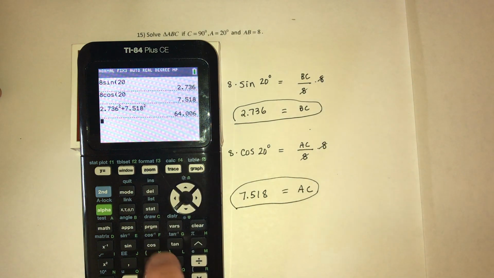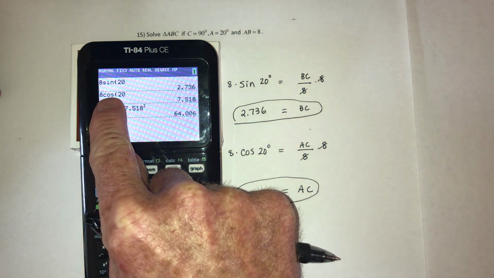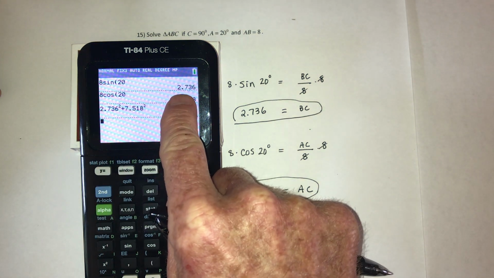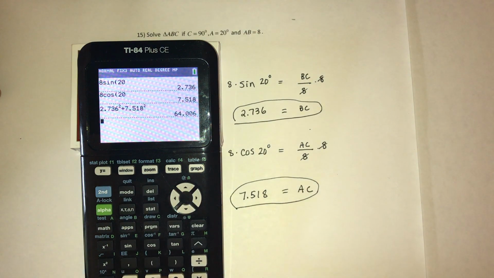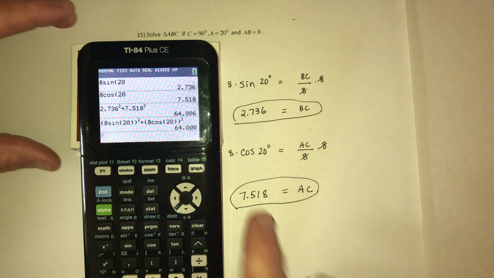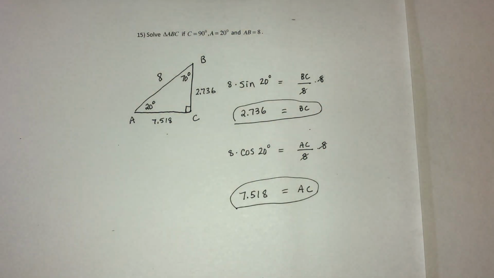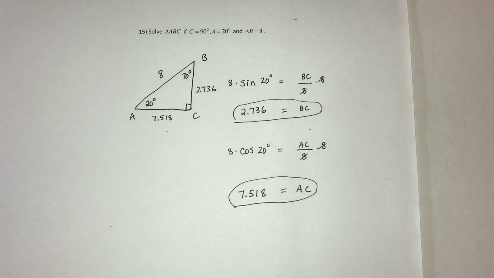Now if I wanted to be more accurate, I could take these numbers instead of the decimal, which has rounding error. These are exact. And if I take 8 sine of 20 degrees, square that, plus 8 cosine of 20 degrees and square that, now this should be perfectly accurate. Yep, it equals exactly 64. So now I feel confident that I have the right answers.